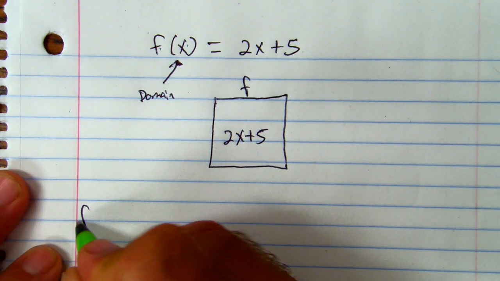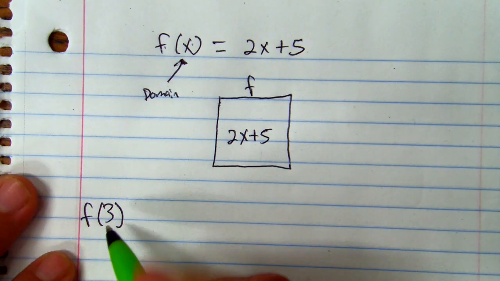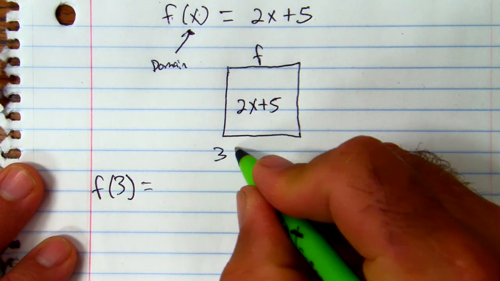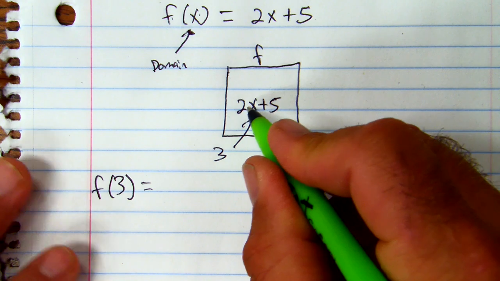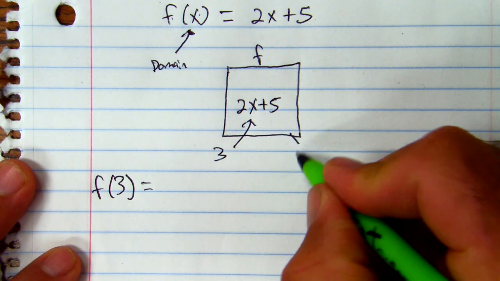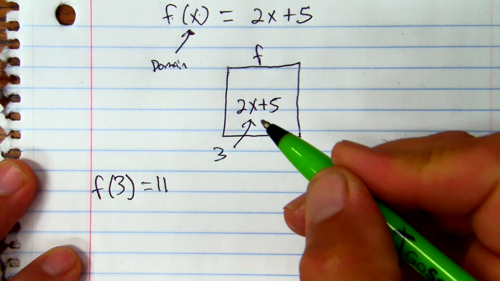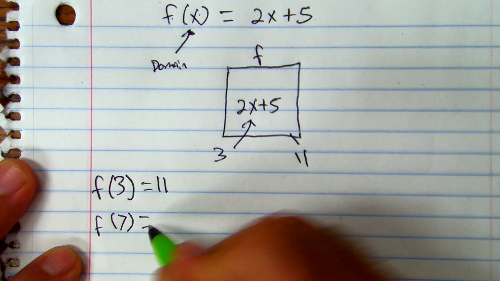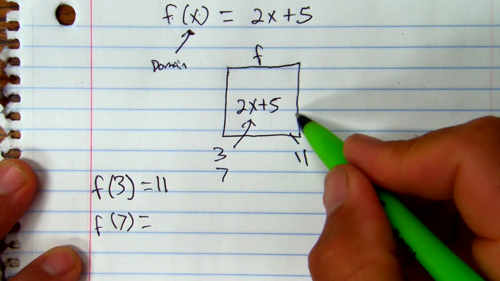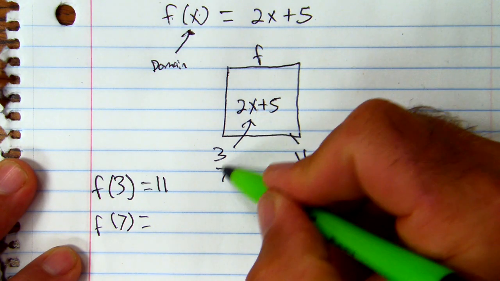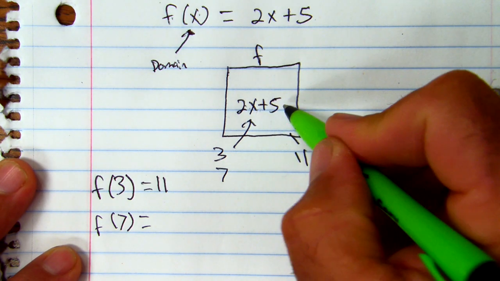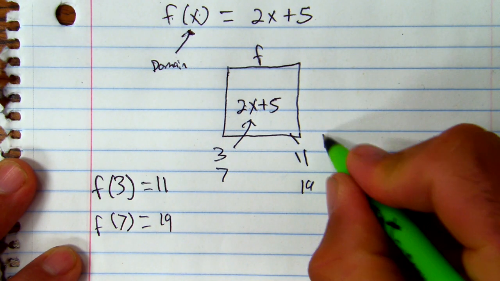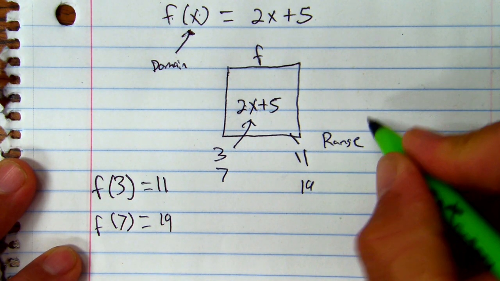I would say, what's f of 3? And what that meant was simply, I'm going to take 3, I'm going to put it in the machine. 2 times 3 is 6, 6 plus 5 is 11, out would come 11. And then I'd say, well, what's f of 7? Same thing, I just plug 7 into the machine. As the input is the domain, 2 times 7 is 14, 14 plus 5 is 19. And the stuff that came out we called range or the y values, okay?